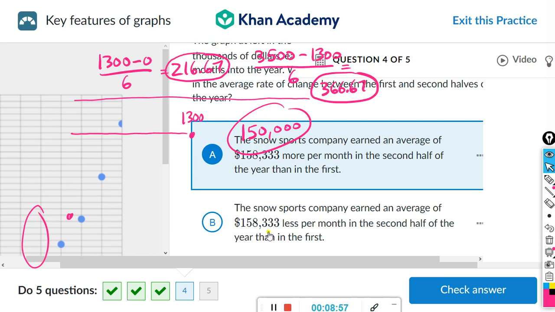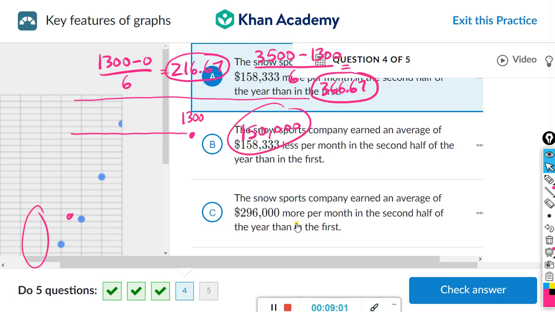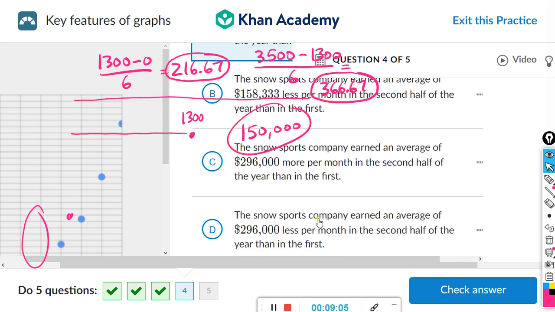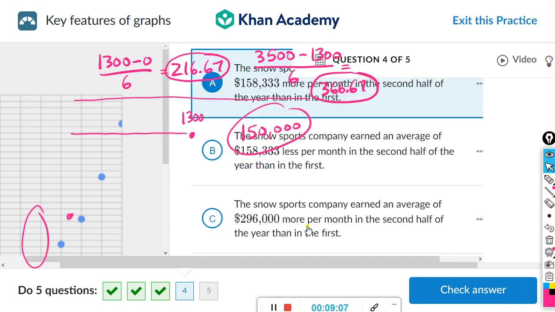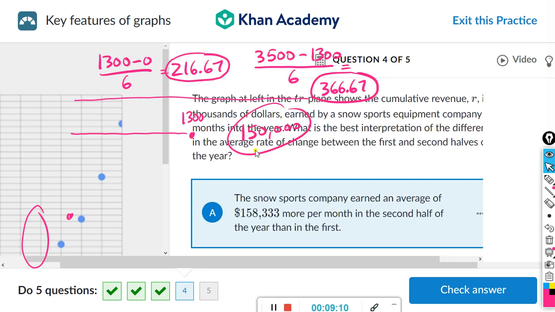The Snow Sports Company earned less per month in the second half? No. The Snow Sports Company earned $296 more per month? No. $296 less per month? No. Okay, the closest one is answer A, because I got 150,000.